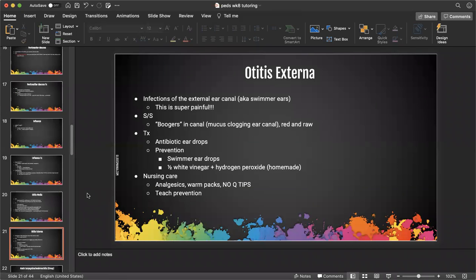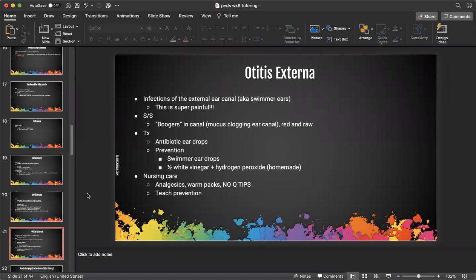So otitis externa is an infection of the external ear canal, and this is also called swimmer's ear. Otitis externa is super, super painful. So that's another thing you need to remember. So know the other name. Otitis media can also be called swimmer's ear, and that it's really painful.